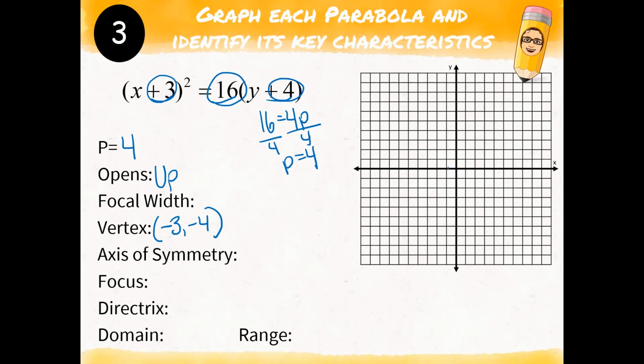Let's go ahead and graph that. 1, 2, 3, 1, 2, 3, 4. Okay, that is my vertex. Now let's follow our steps to find the focus. So I'm going to go 4 up to find the focus. So 1, 2, 3, 4. That is my focus. And I'm going to go backwards from the vertex to find the directrix. So 1, 2, 3, 4.